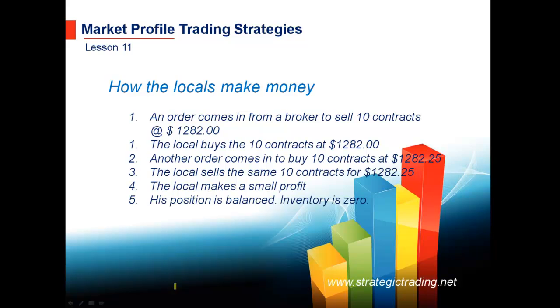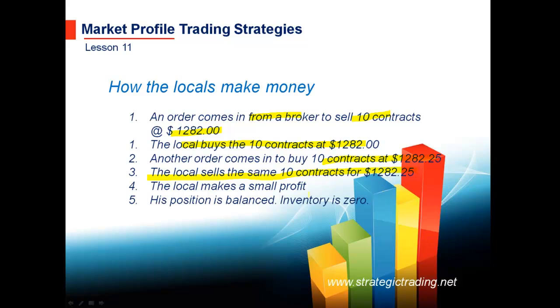First, let's talk about the ideal situation for a local or a market maker during the day and how they make their money. As a local or a market maker, an order comes in from a broker, from a client, of course, and the client is interested in selling, let's say, 10 contracts at 12.82. The local then decides to buy these 10 contracts at 12.82. And then within seconds, another order comes in to buy the contracts at 12.82.25. So the local sells these same 10 contracts for 12.82.25.